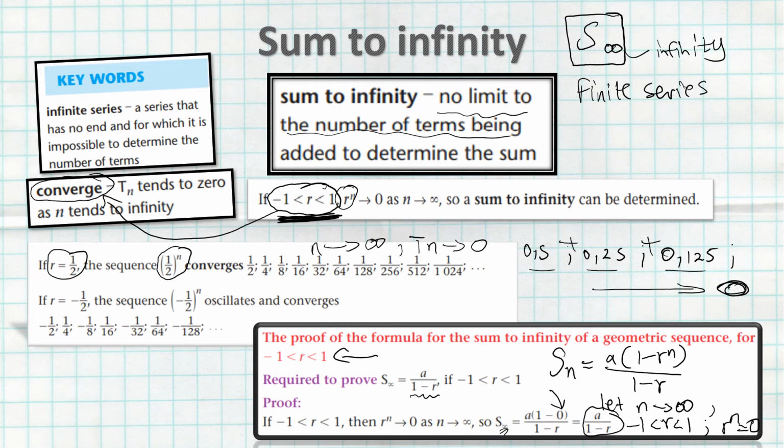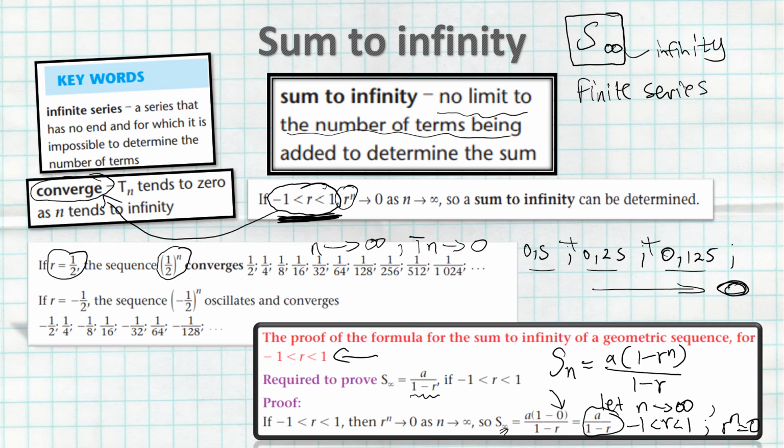Very important, you must know the condition. The series must be convergent. r must be between -1 and 1. As n approaches infinity, your r exponent n will be moving closer and closer to 0. Then you can replace it and you prove that formula. Very simple proof. I don't really need to write many things here. So that's it, sum to infinity.